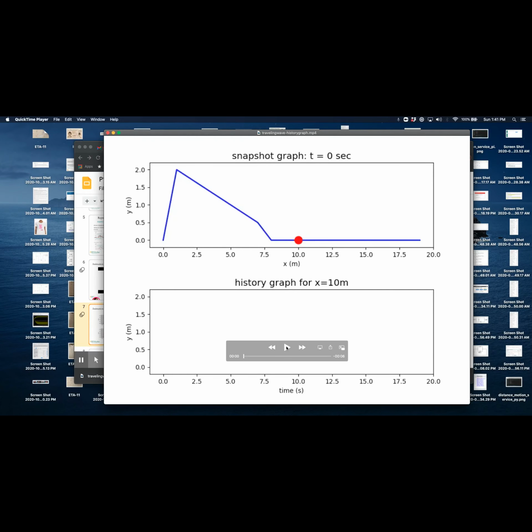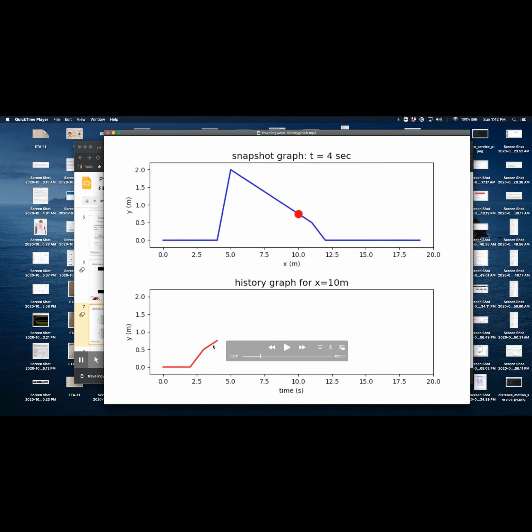We can play this one, and we'll see. Let's just back up just a minute. At t equals 0, we can see right here that the dot at 10 meters is 0. So we should expect to see 0 on our history graph right down here, and we do. Now it's just about to head up the side, and we see right here my y value changes, and we can see that corresponding down here in my history graph.